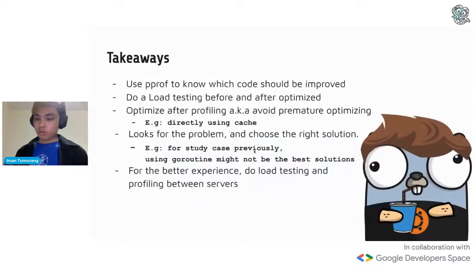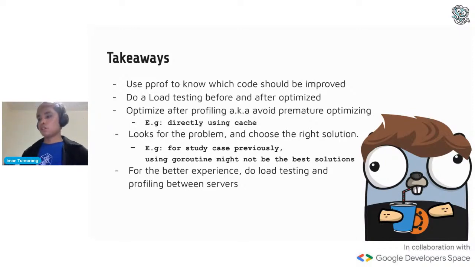So what we can conclude from this research is: use pprof to know which code should be improved, and then do a lot of testing before and after optimizing to know if you really made an improvement or not. And then optimize after profiling. I mean, avoid premature optimizing.